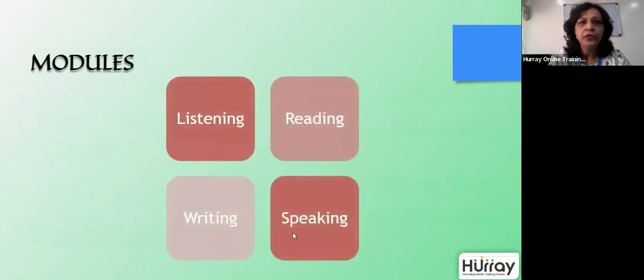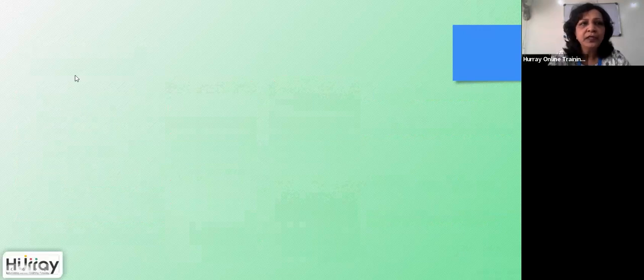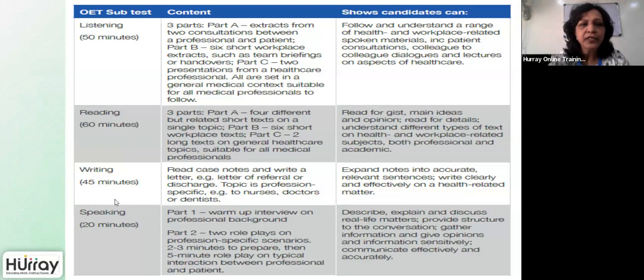Here are the 4 modules or subtests in OET. They are listening, reading, writing, and speaking. This is the overview of the 4 subtests. Listening is for 50 minutes, reading 1 hour, 60 minutes, writing 45 minutes, and speaking 20 minutes. Let's look at this whole thing in the other slides. They're all explained in detail.